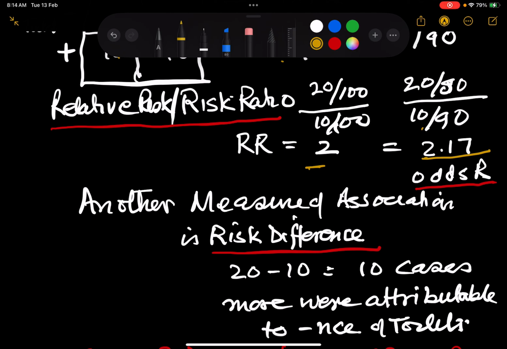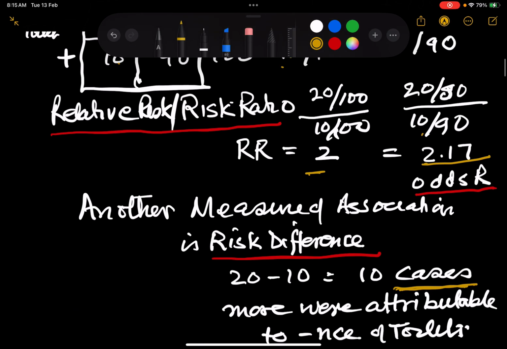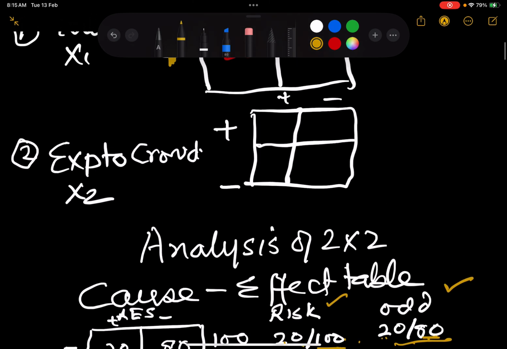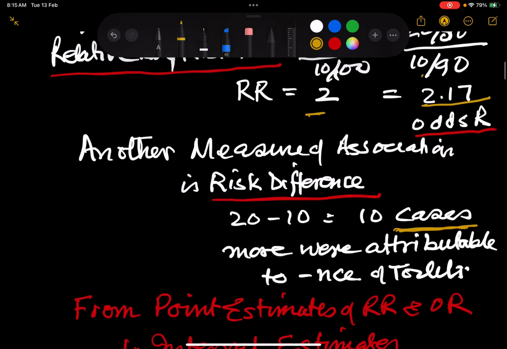So another measure can be risk difference. 20 in the exposed and 10 in the unexposed. So 10 were saved. So in 10 cases, the disease is attributable to toilet being absent. So this is an example of analysis of a 2 by 2 table.